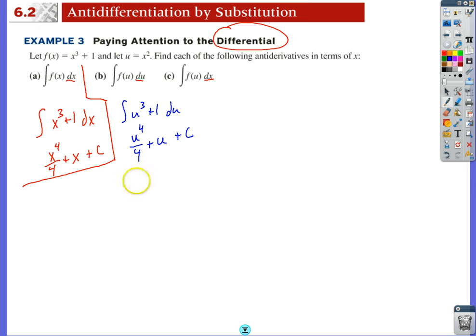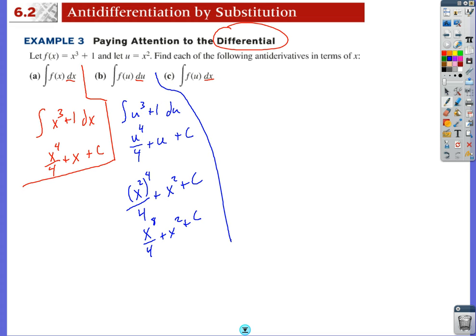So when I go ahead and replug into here, it's x squared to the fourth over 4 plus x squared plus a c. And then I go ahead and multiply everything. This is x to the eighth over 4 plus x squared plus a c. And that takes care of part B. There's my answer. Again, I repeat the same process for part C.